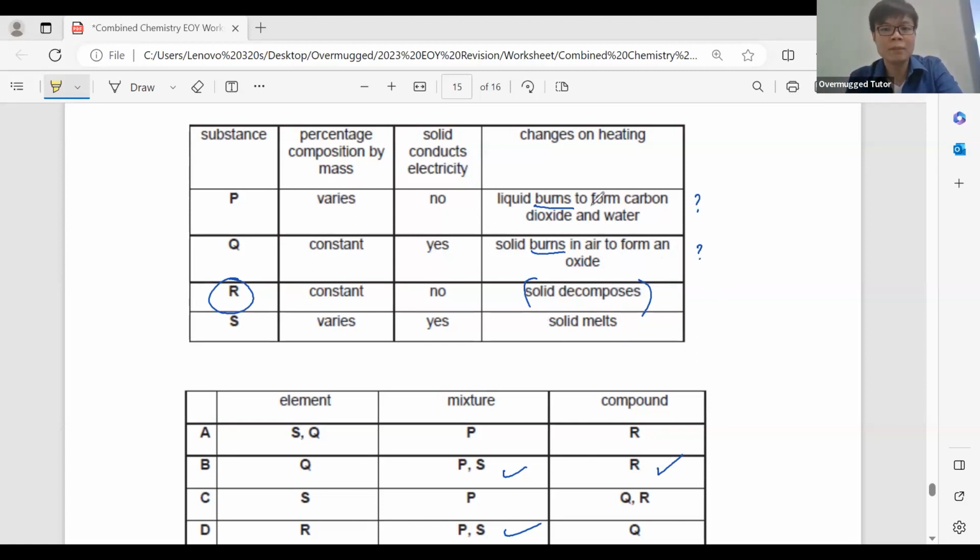So the key thing is over here and all this. Then if you want to write this now, burn in air means react with oxygen. Then we'll see you again next time.